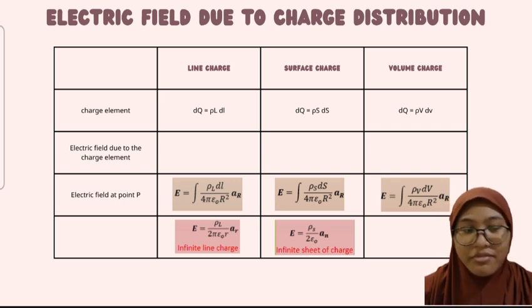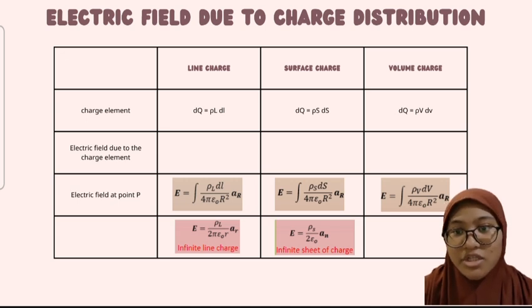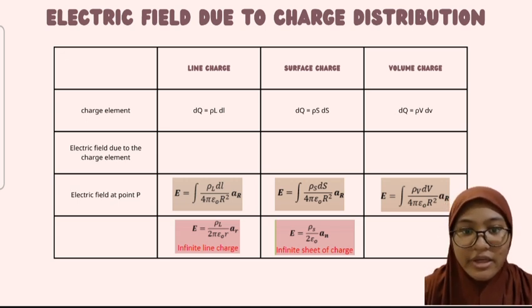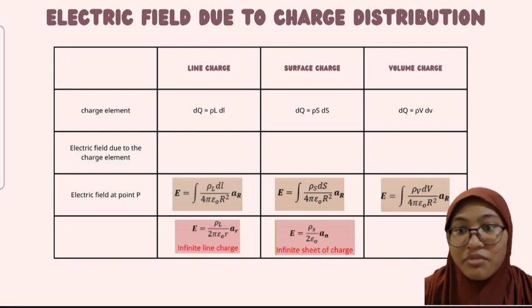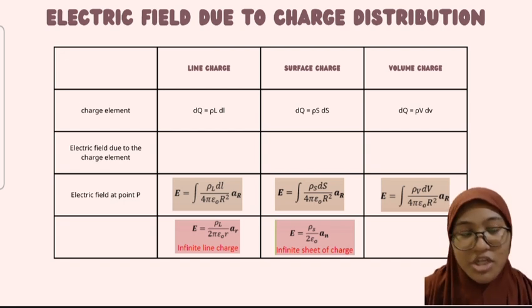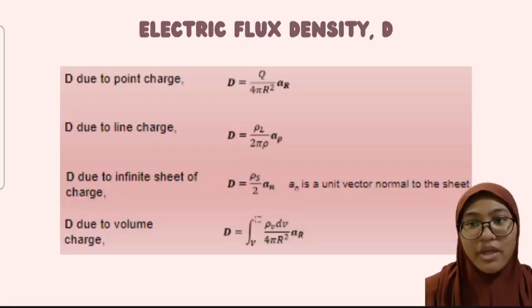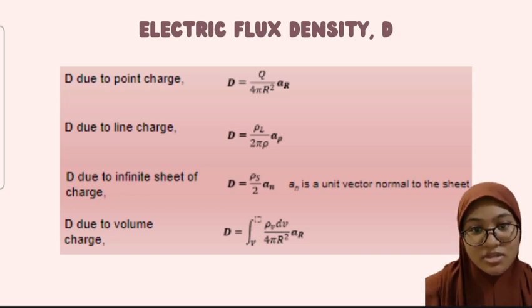For the next table, it shows how to find electric field due to the charge. So again, we have three different situations: line charge, surface charge, and also volume charge, with the addition of two special conditions, which are infinite line charge and infinite sheet of charge. We also sometimes will have to solve for electric flux density, which is D.